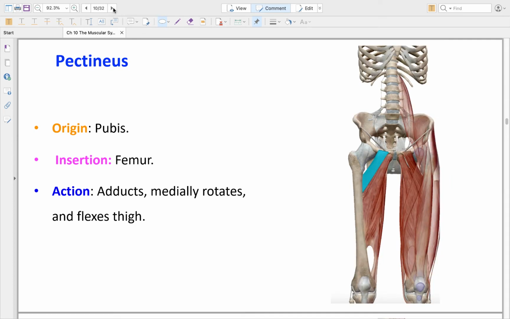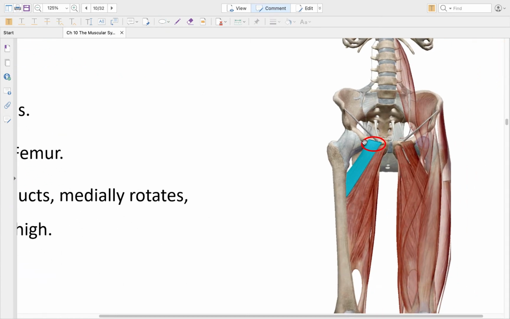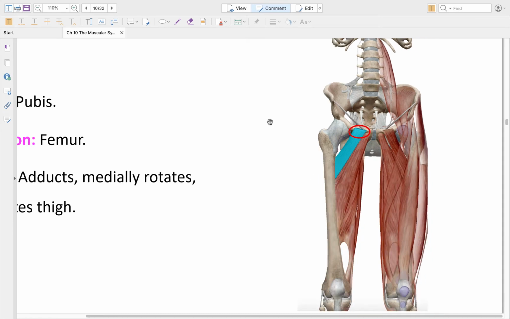Okay, let's check out pectineus. This muscle is interesting because it's quite wide, in my opinion, and so you see this big origin that stretches right across the pubis. And then there it is. Then of course the insertion is at the femur, and it shares that job in adduction, medial rotation, and flexion of the thigh.